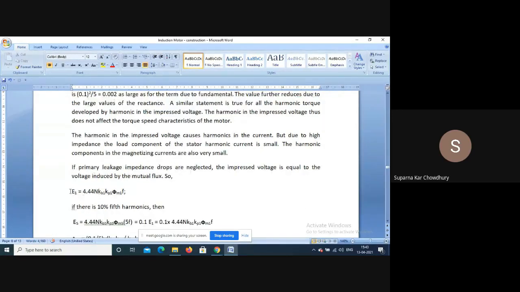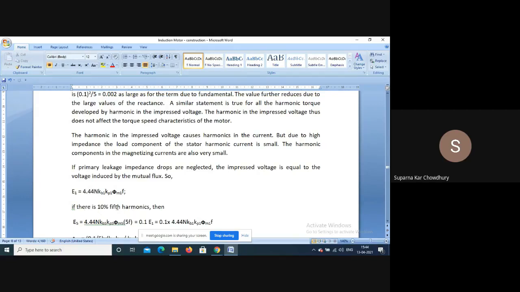Now consider, if the primary leakage impedance drop is neglected, then the impedance voltage is approximately equal to the induced EMF. So the induced EMF for the fundamental, E1 per phase, will be 4.44 N, that is number of turns, KB1 and KP1. This is the breadth factor for the fundamental, and this is the pitch factor for the fundamental, into phi M1, the mutual flux value for the fundamental, into F.